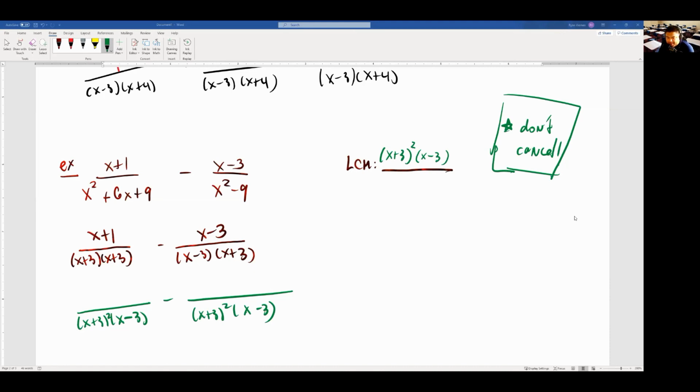This is going to be x minus 3, x plus 3, but we want x plus 3 squared, x minus 3. So what is my giant one here? I want to go from here to here. It should be x plus 3 over x plus 3. This will now change to this. And the top here, multiplying this to this, we get x squared minus 9.